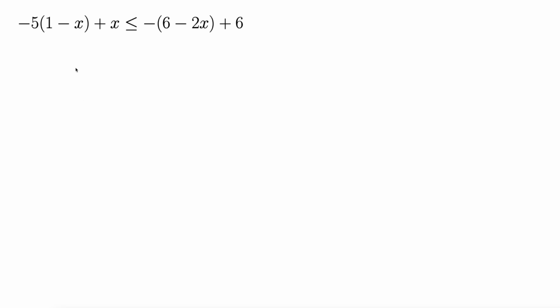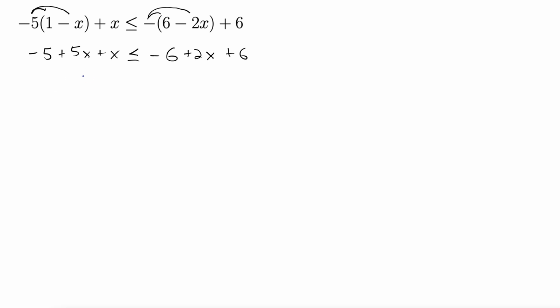Okay, let's see here. So here this 5 can go through to both these terms, and this negative can go through to both these terms. That gives us -5 plus 5x, right? Because negative times the negative is positive, all right? Plus x is less than or equal to -6 plus 2x. So negative goes through like that, plus 6.